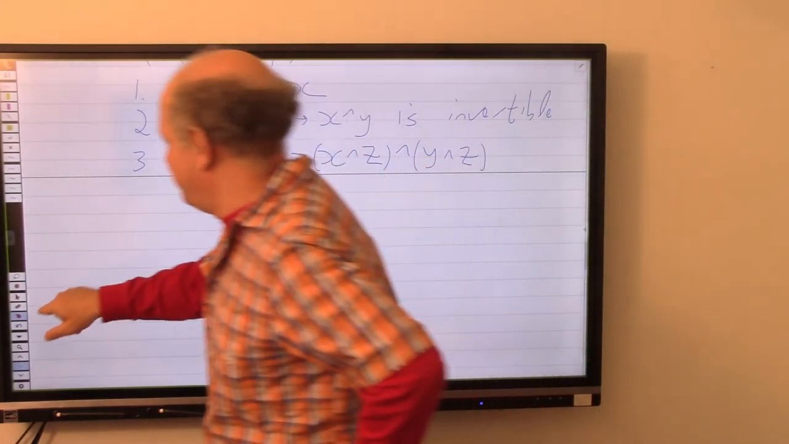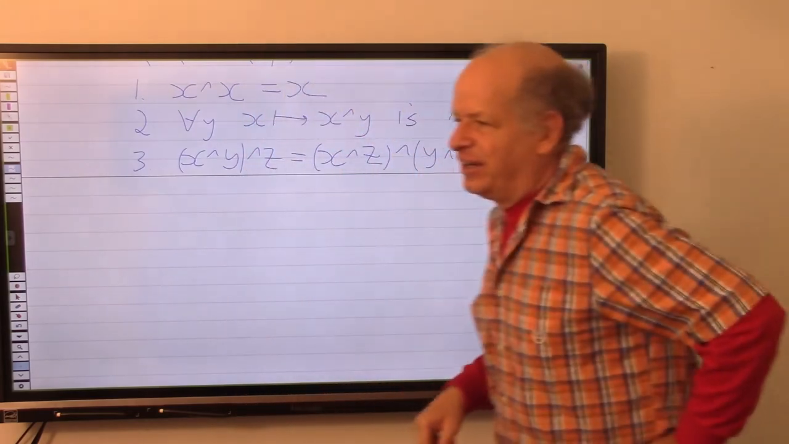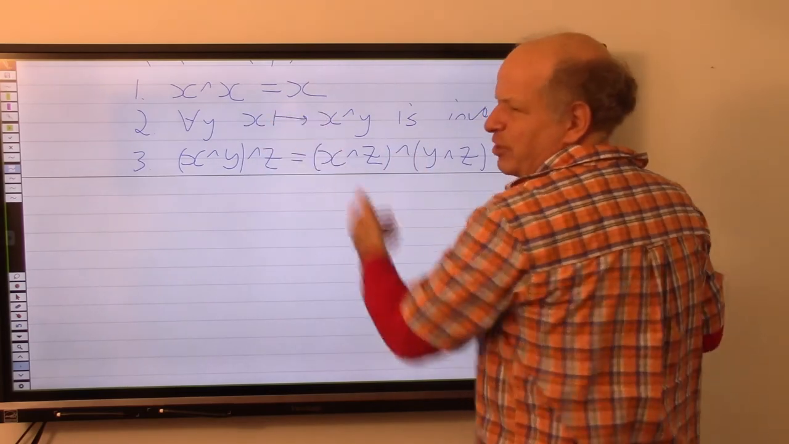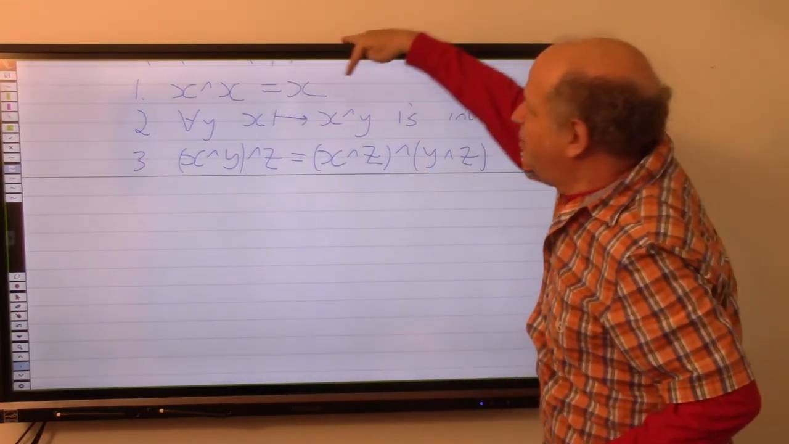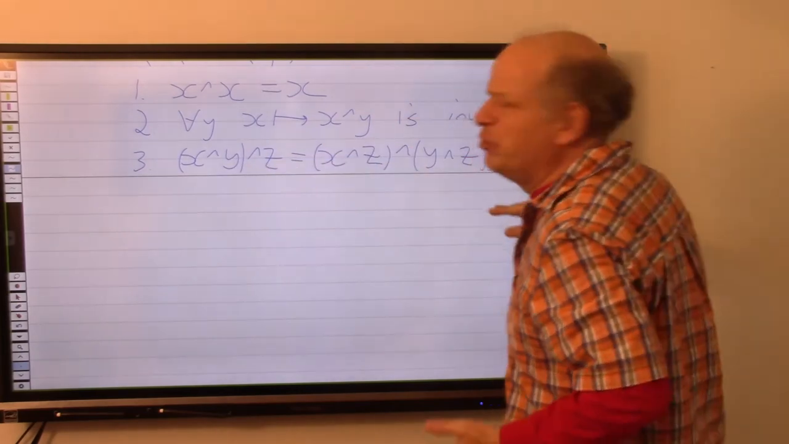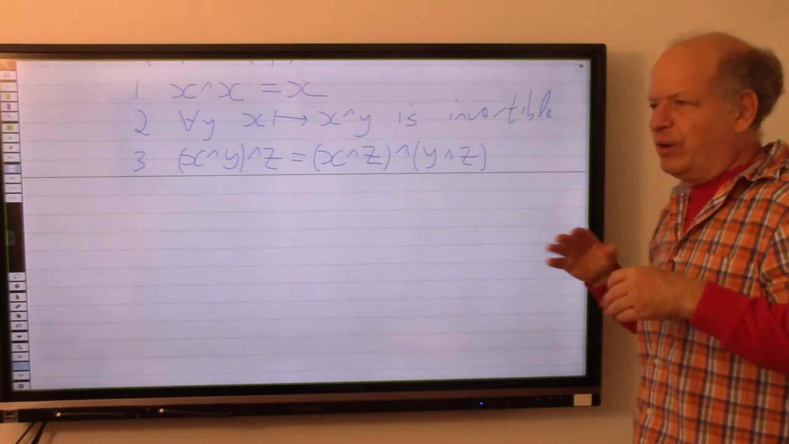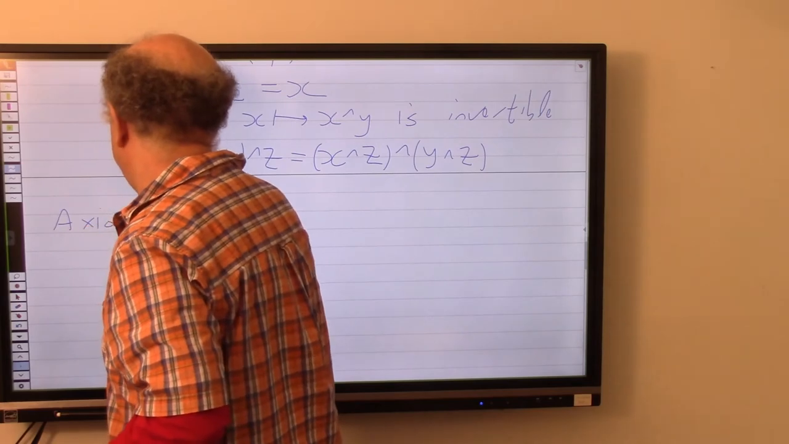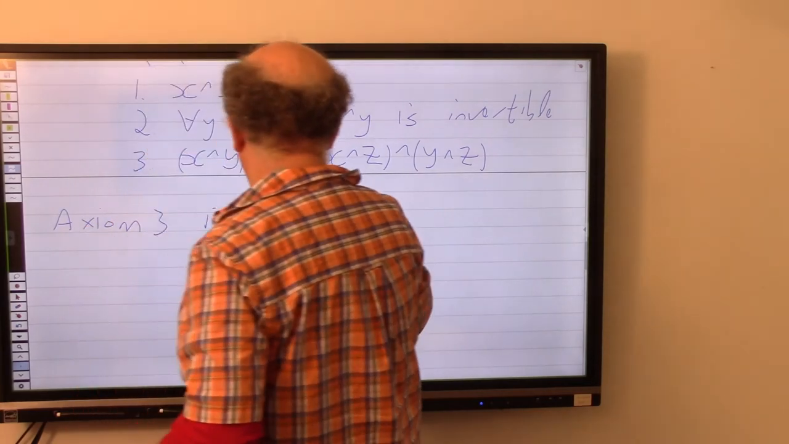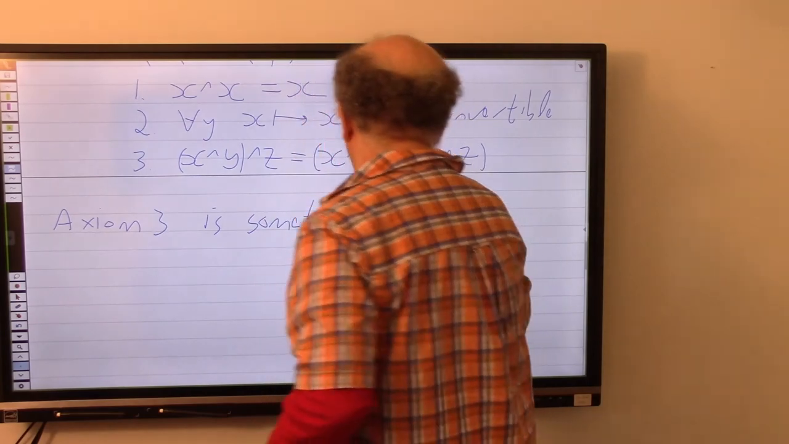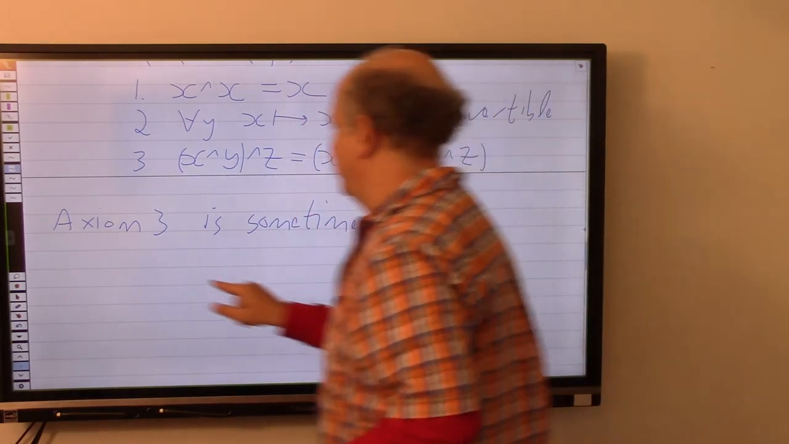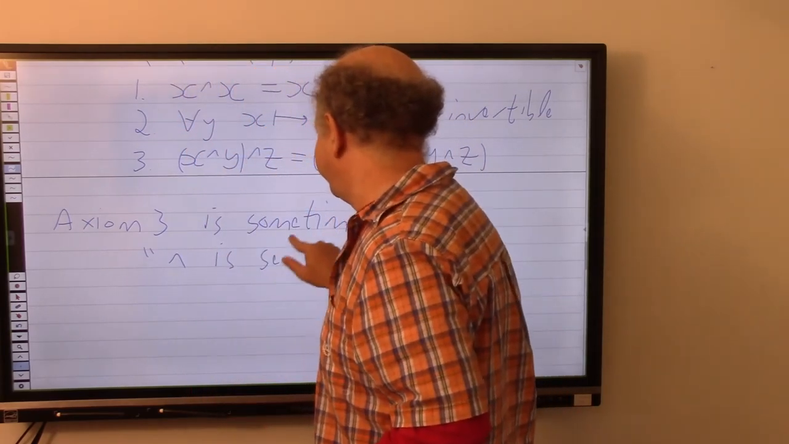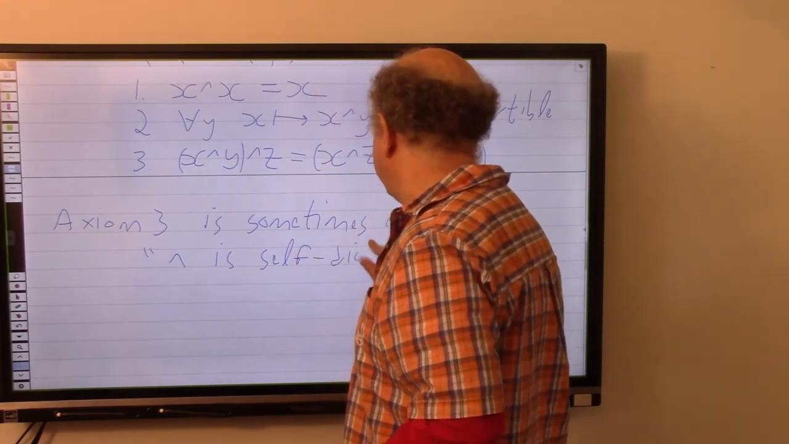this axiom may look bizarre, but I want to unbizarre it for you. This is the last axiom. The first two axioms are kind of silly. This is like the identity, this is like the inverse axiom, but the last axiom looks bizarre. I want to unbizarre it for you. So axiom three is sometimes called the operation up is self-distributive.